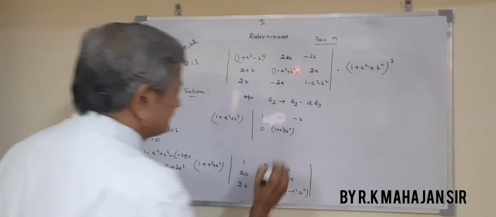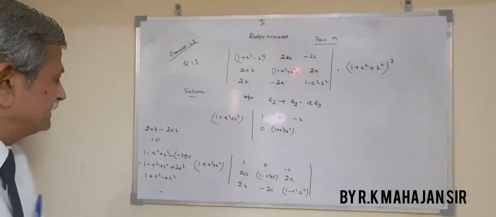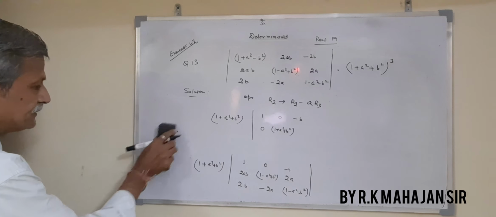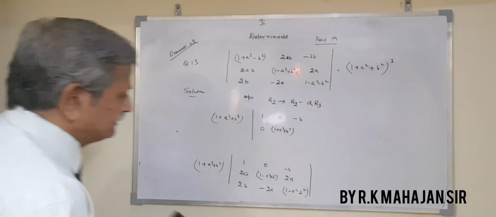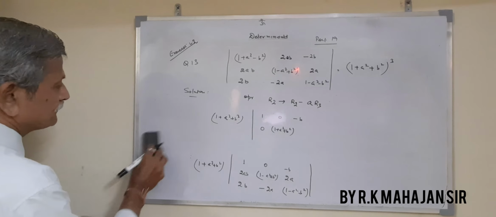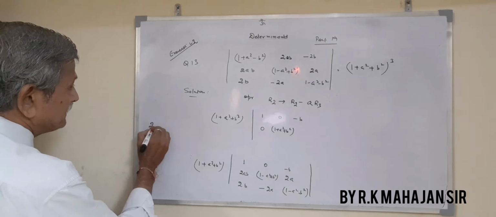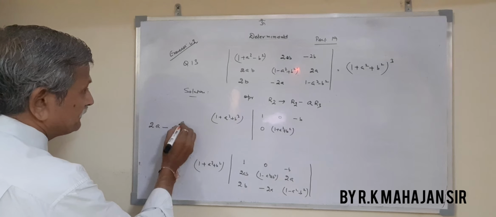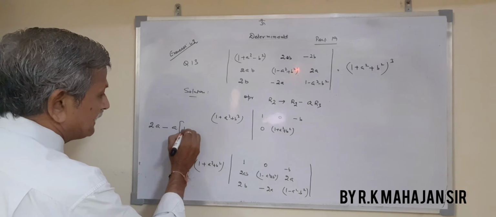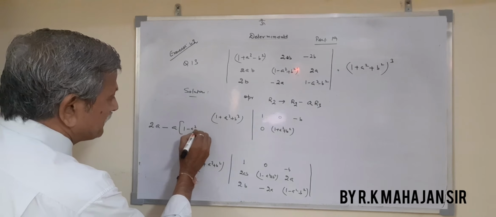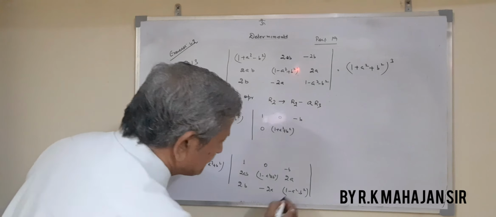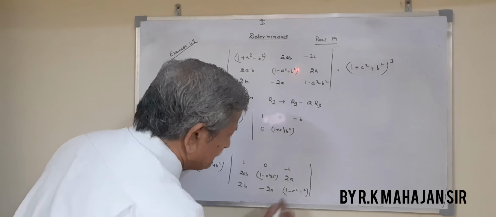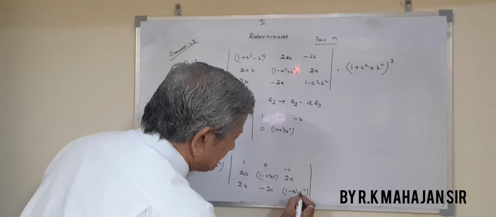So this is the second case. Now in the third case you would find 2a. Now 2a will be here, and you multiply it with minus sign a times of your R3, that is 1 minus a square minus b square. So this is your b square, sorry, a square minus b square.